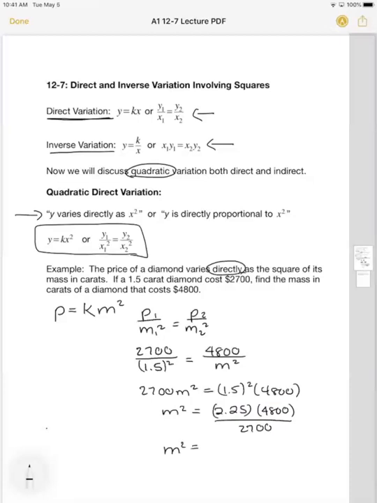So when I multiply 2.25 times 4,800 and divide that by 2,700, I'm going to get 4. Now don't put 4 carats, because 4 is the mass squared. So for the mass, we're going to take the positive root. This equation has two solutions, plus or minus 2, but it's a word problem, and you can only have a positive weight in carats. And so 2 carats would be the mass of that more expensive diamond.